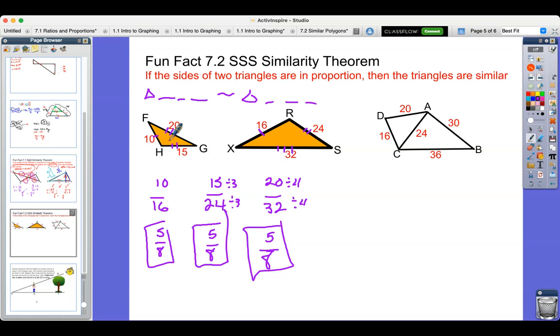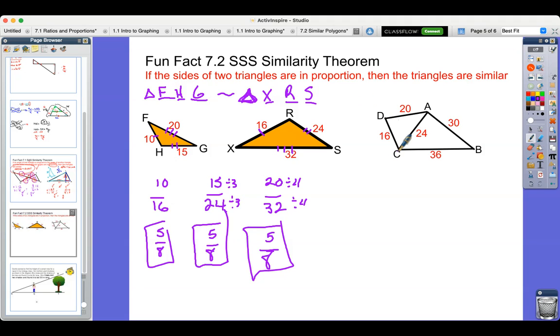So then, let's go and match it up. I'm going to go small side, medium side, large side. So F, H, G should be similar to triangle, small side to medium side, X, R, S. Even though this is upside down and flipped over, you can still kind of see how it matches up proportionally.